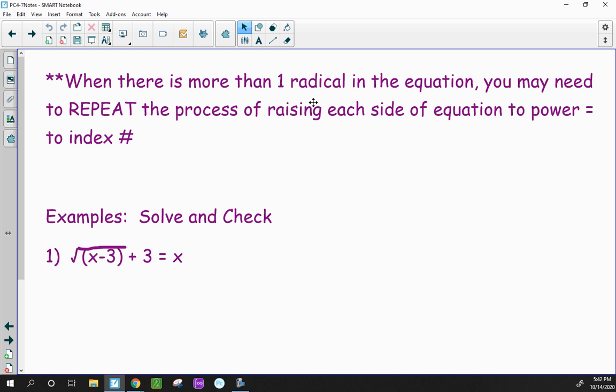When there is more than one radical in the equation, you might have a square root on the left side and then one on the right side of the equation. You may need to repeat the process of raising each side of the equation to the power that's equal to the index number. So a lot of times when you have radicals on the left and the right side of the equation, you may have to actually do the problem multiple times. It just creates a longer question.